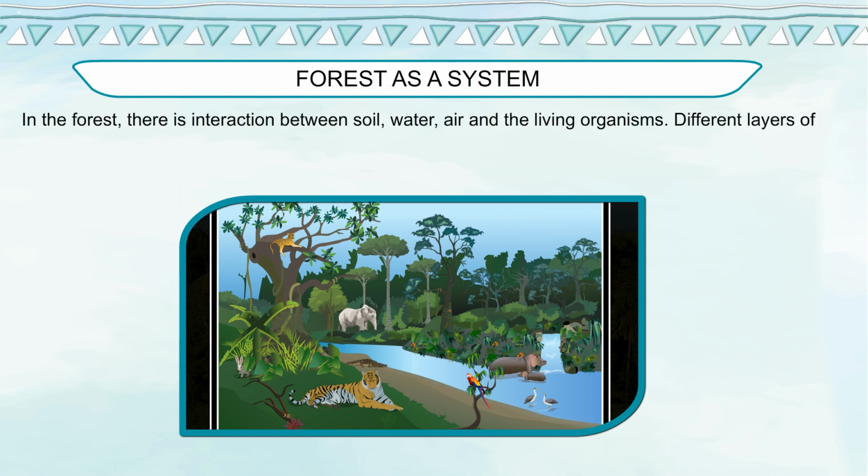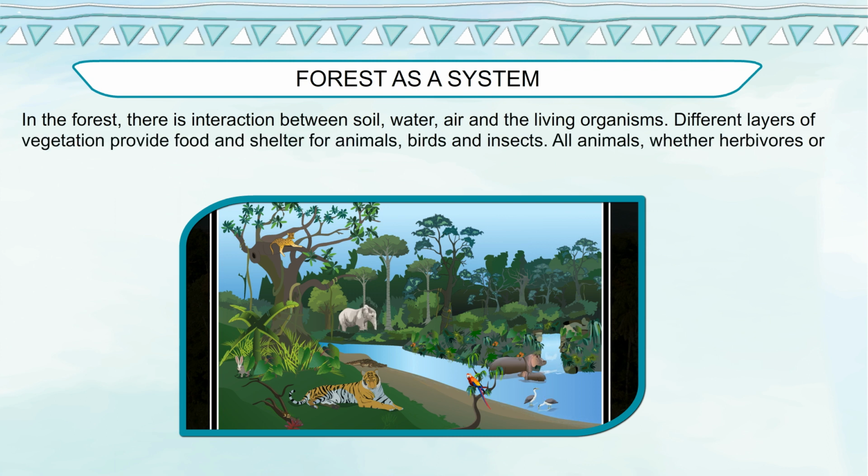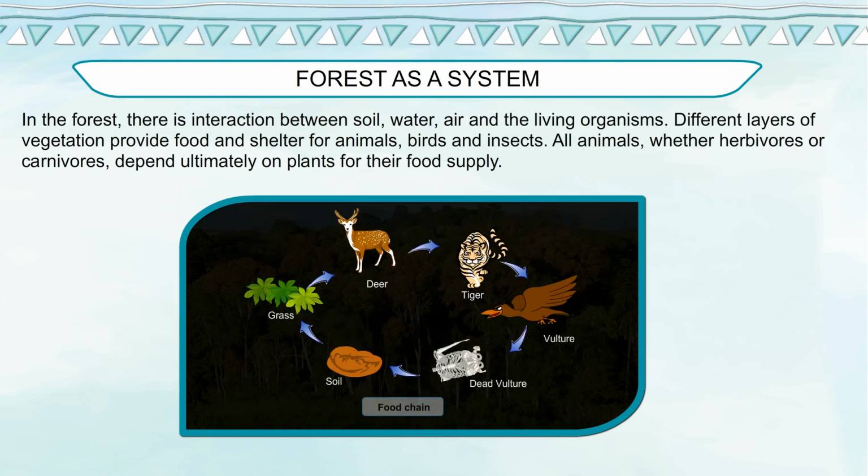In the forest, there is interaction between soil, water, air, and the living organisms. Different layers of vegetation provide food and shelter for animals, birds, and insects. All animals, whether herbivores or carnivores, depend ultimately on plants for their food supply.